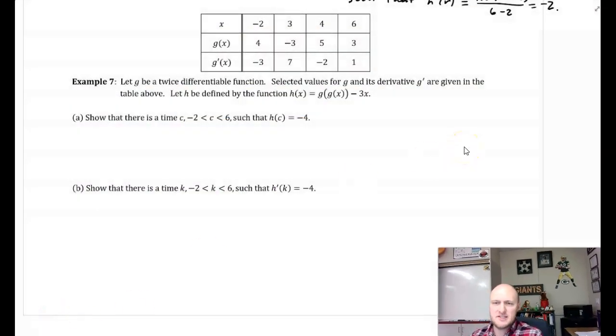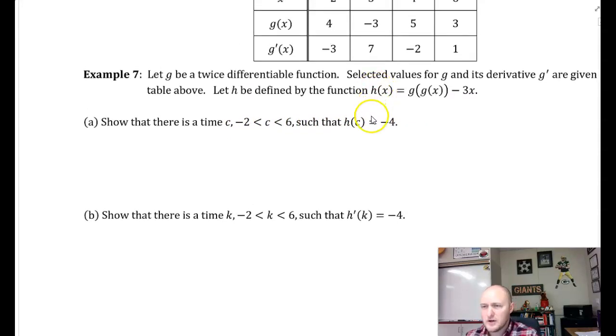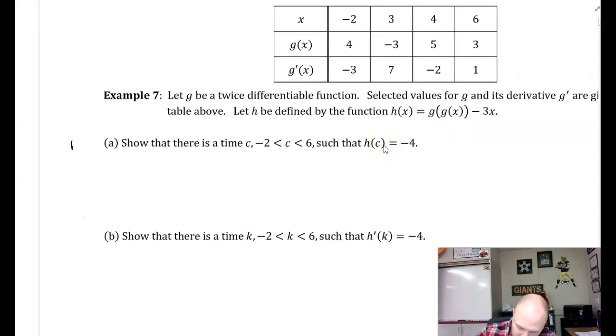All right, example number 7. They say let g be a twice differentiable function. Selected values for g and its derivative g prime are given in the table above. Let h be defined by the function h of x equals g of x minus 3x. All right, so part A, they say show that there is a c with -2 less than c less than 6 such that h of c is equal to -4. Okay, well, when they give us the function and they ask us to show that a value exists on this function, this is almost always going to be the intermediate value theorem.